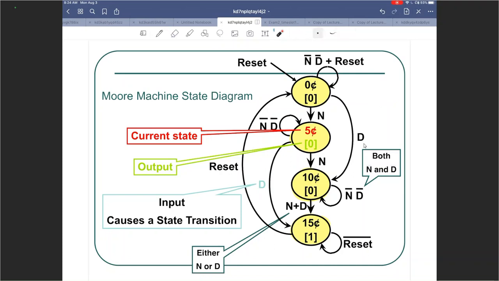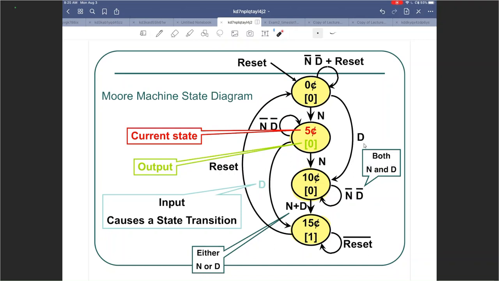Let's take a look at things that should be very simple after you sketch the circles and think about what the arrows should be. So how am I going to put all the details onto this state diagram? 0 cents, 5 cents, 10 cents, 15 cents. I'm going to write those states indicating the money currently in the vending machine right away. Then I'm going to fill out the outputs. Don't vend anything, don't vend anything, don't vend anything, vend an item. 0, 0, 0, 1 for the output.